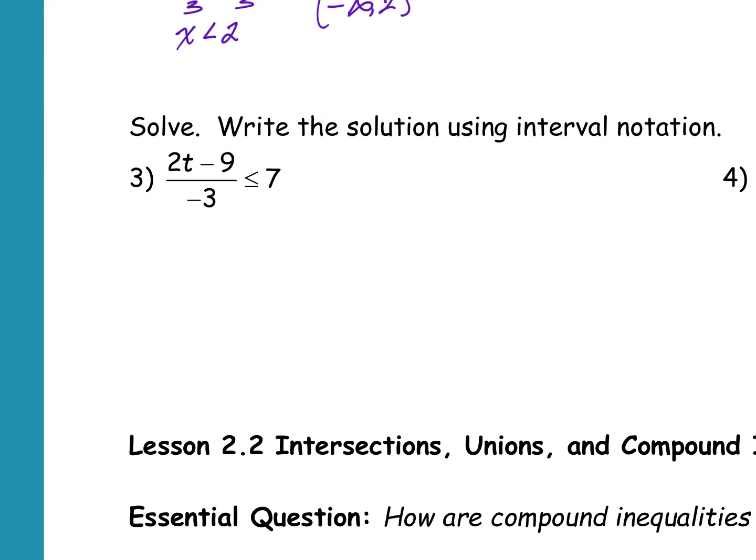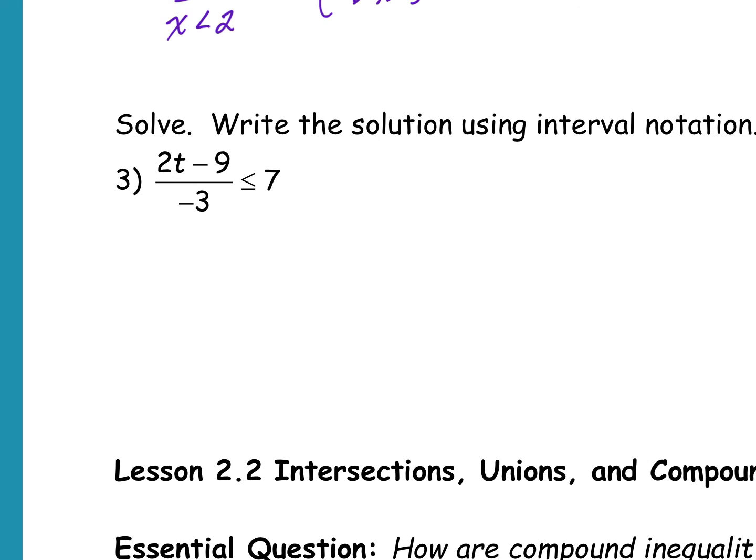So for the next 2, I'm just solving and writing interval notation. I don't have to graph on this one. So what do I do on number 3? How do you get rid of a fraction? I multiply by the denominator. So I'm multiplying both sides by negative 3. So that goes away, and I get 2t minus 9.